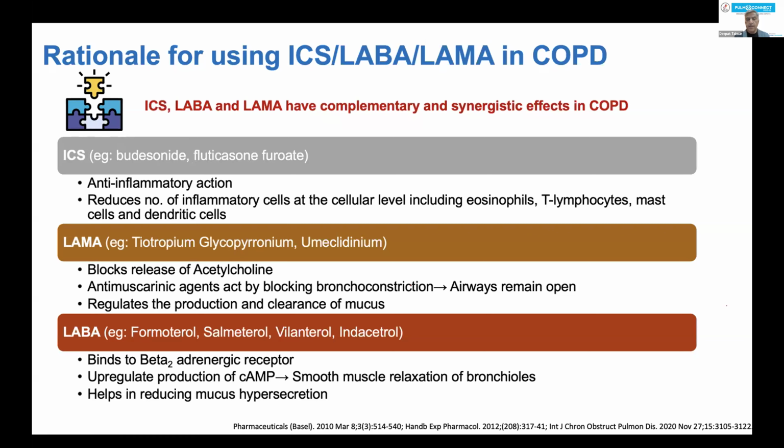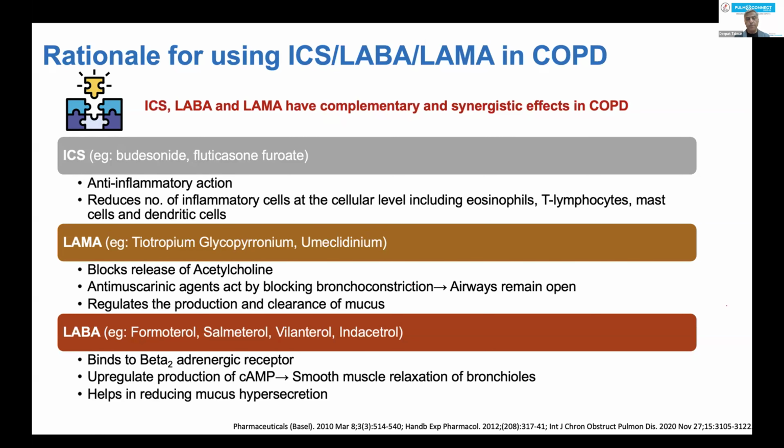And that's why we are looking at blood eosinophil count to initiate inhaled corticosteroids in this group of patients. Then we have two bronchodilators, and the ones which are used for management of stable COPD patients are long-acting. So LAMA and LABA. In the LAMA group, antimuscarinic long-acting drugs, we have tiotropium, glycopyrronium, and umeclidinium. They block the release of acetylcholine, and of course they remove the bronchoconstriction, leading to airways becoming more open and allowing easy air going in and out.